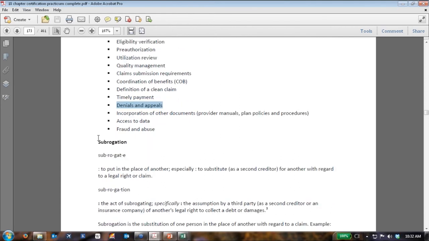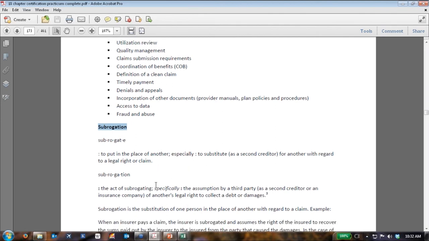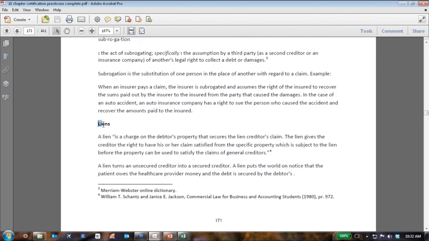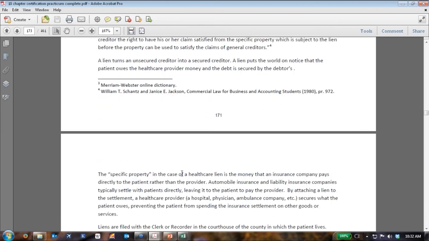So that's in here. Then a little bit about subrogation, which is a big word and a scary word, especially if we don't know what it is. So I'm describing what subrogation is. I'm describing what a lien is. Again, something that we kind of sort of know but aren't necessarily very familiar with.